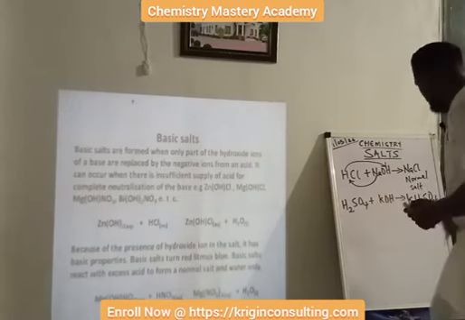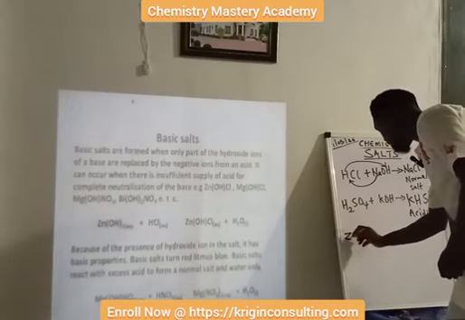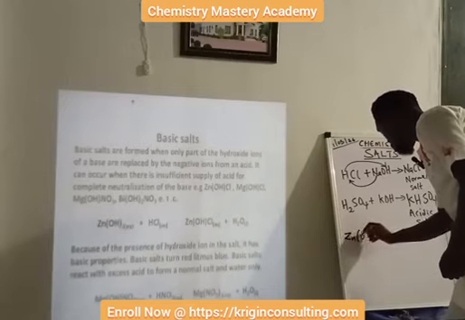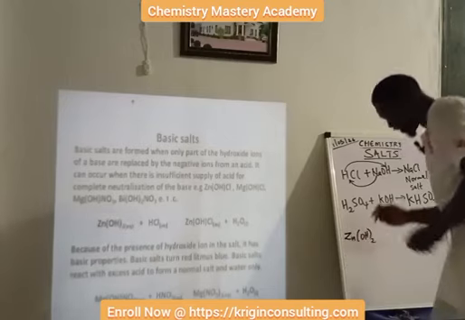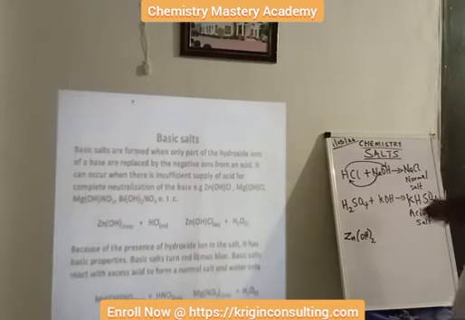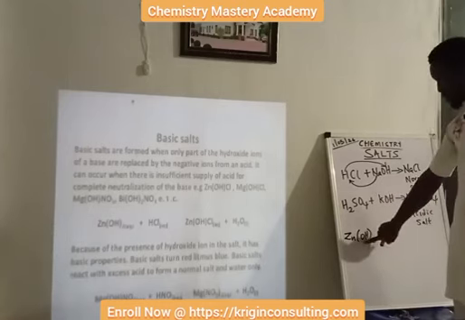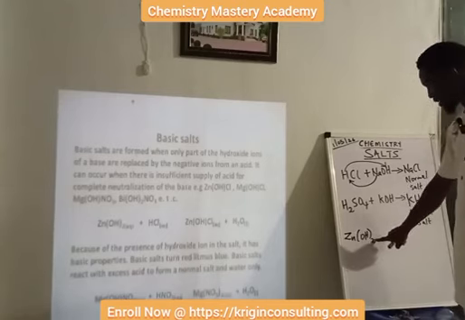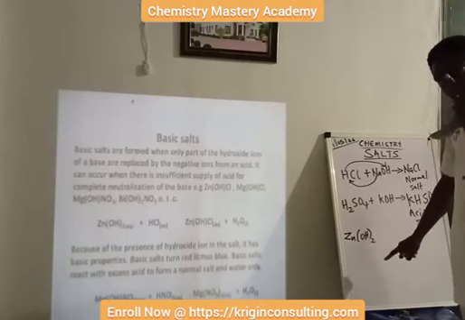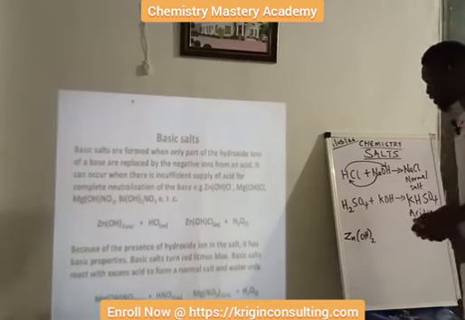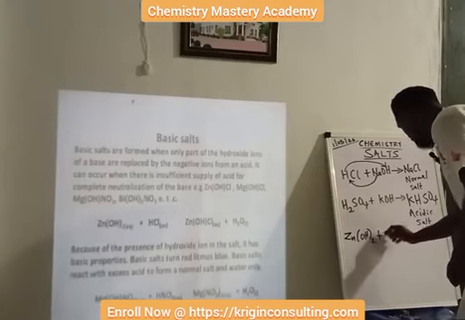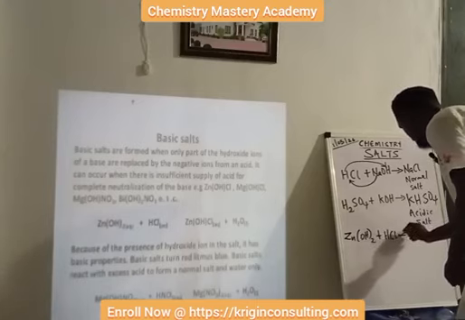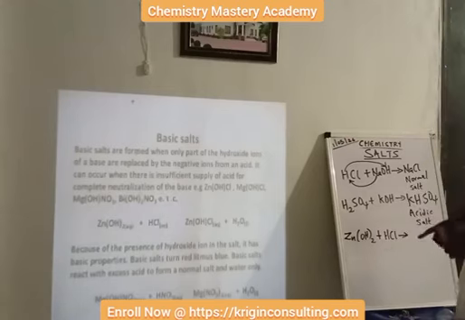Okay, so we have Zn(OH)2. This is a hydroxide, is it not? Yeah. So this is a base, because of the presence of what? Hydroxide. But if you check, how many hydroxides do we have here? This 2 here is telling us that we have 2 hydroxides. Okay? So now, plus HCl. Now let's see.